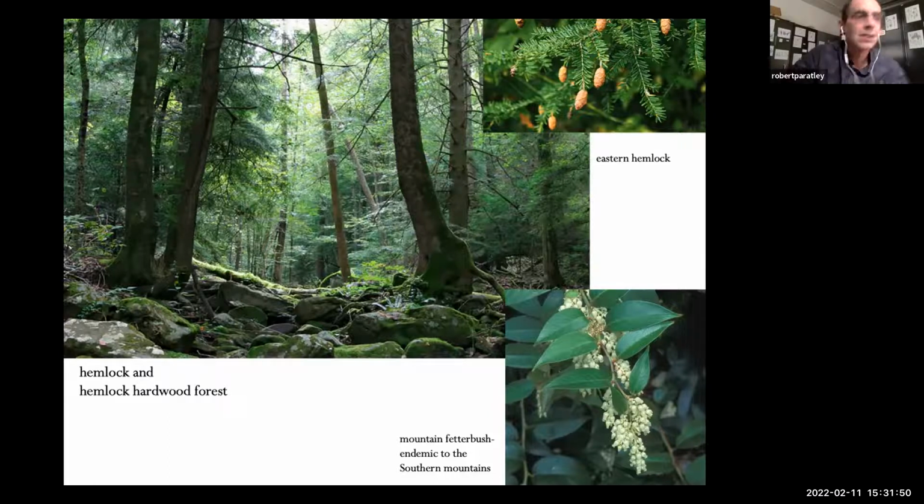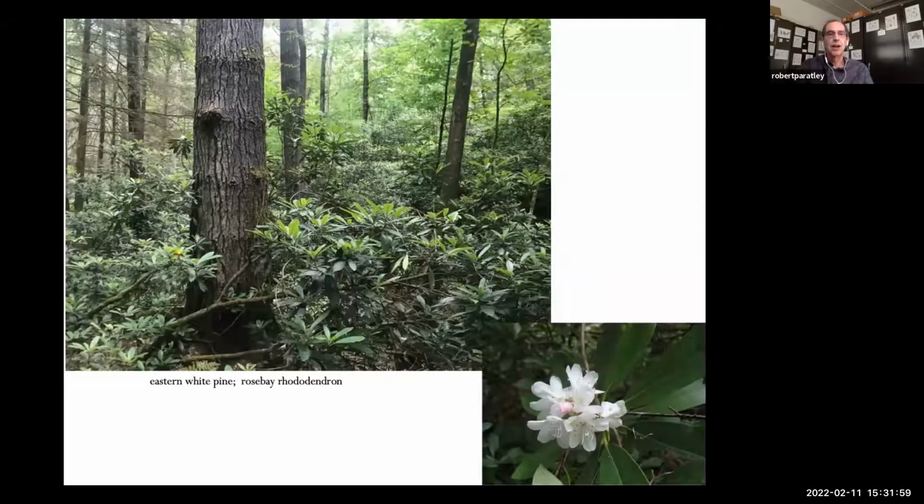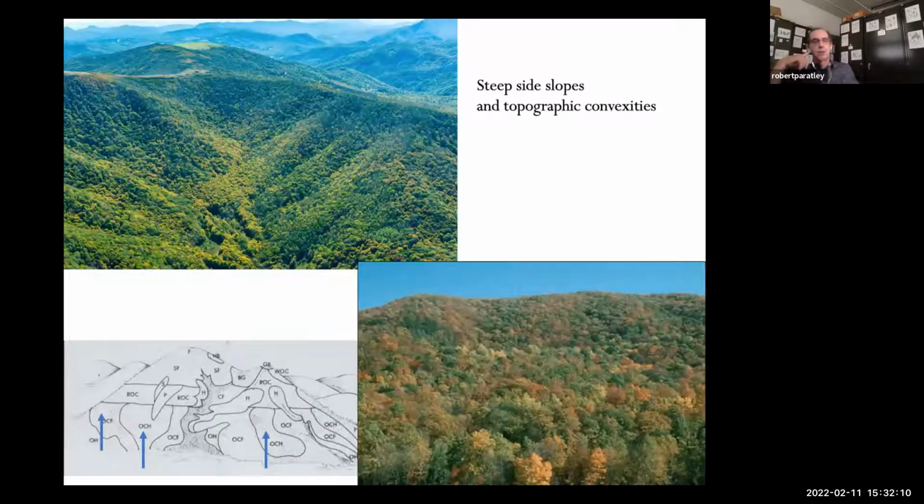So those are two places with concavities, but most of the southern mountain slopes, the mid slopes and the lower slopes, are, here's another slide of the understory of one of these ravines. This is actually from Red River Gorge, this picture with Rose Bay rhododendron in it. Now, this is what I was about to say.